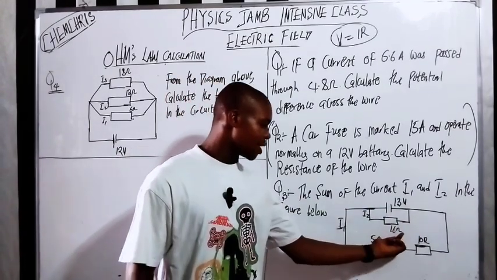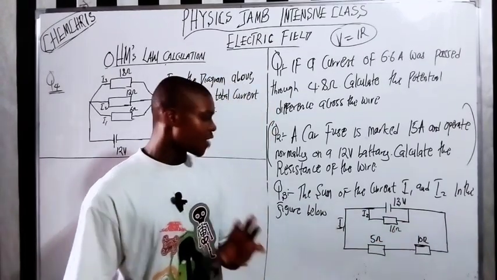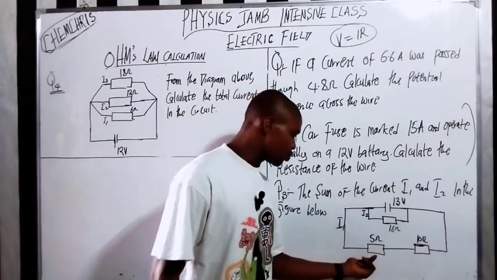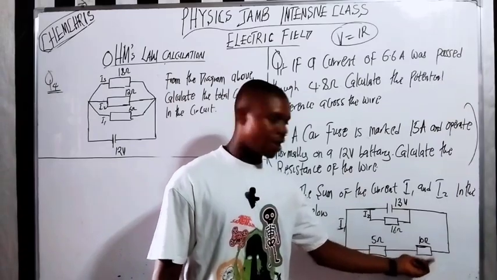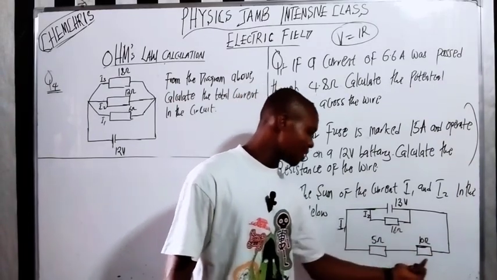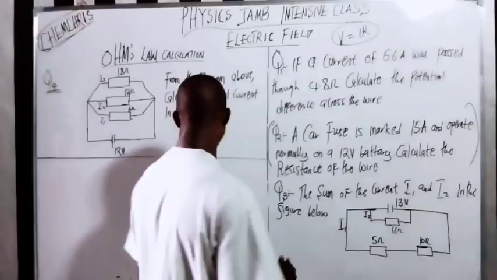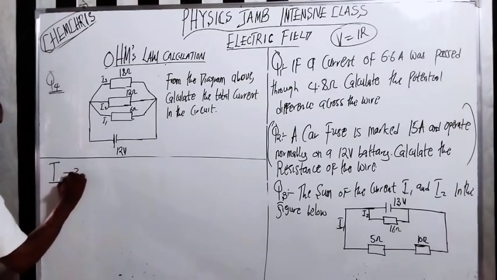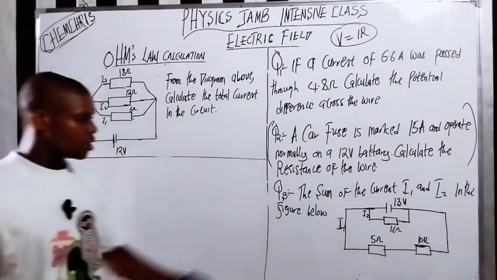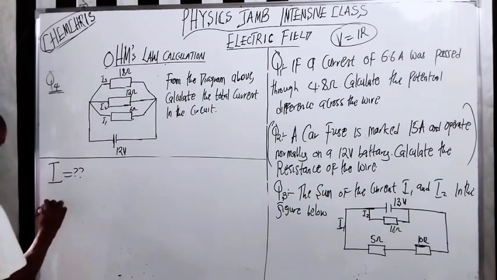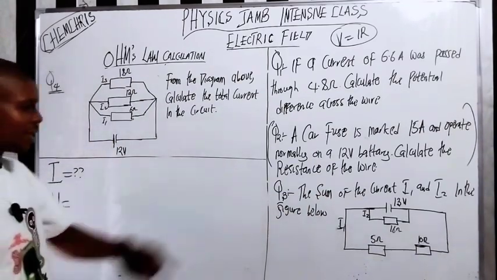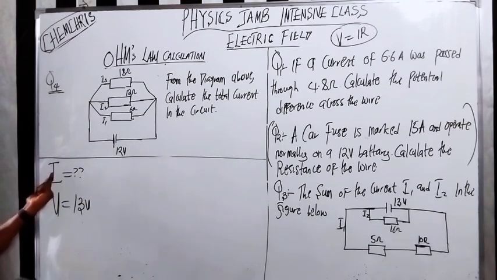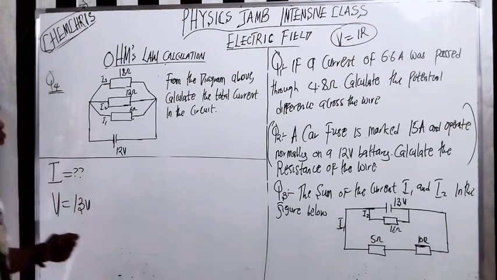Now here we have this resistor and this resistor. Let this one be resistor 1, resistor 2, and resistor 3. Now we want to calculate the total current, which is I. They give us the voltage, V. Our voltage is 12 volts.